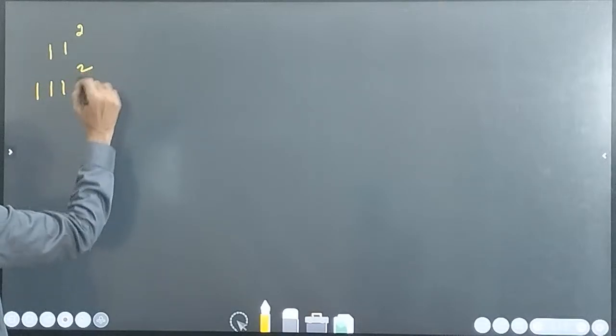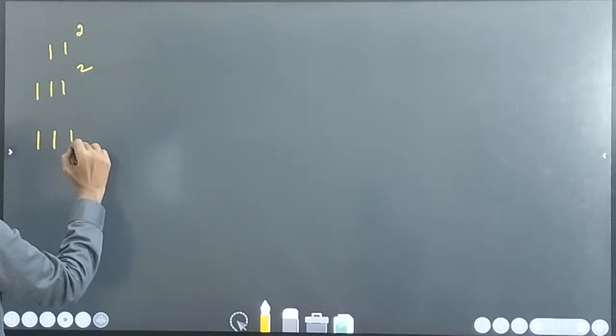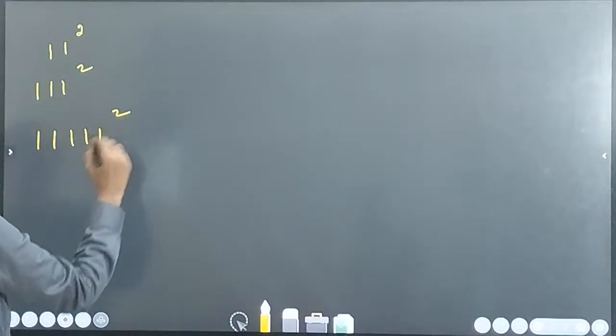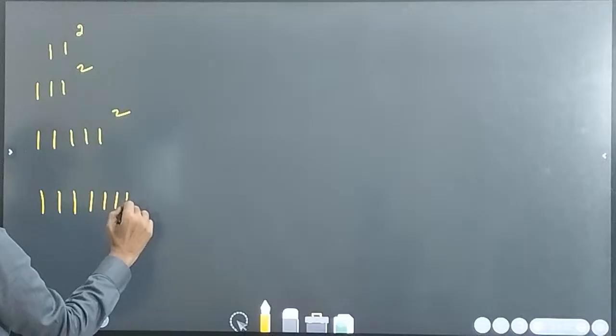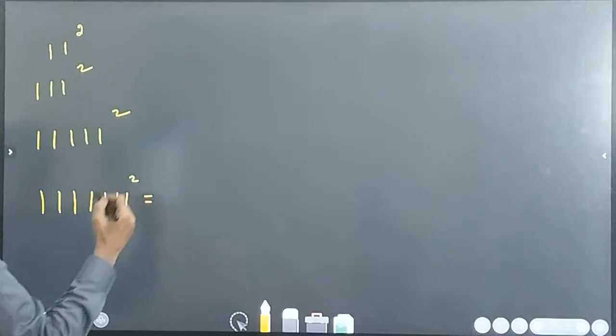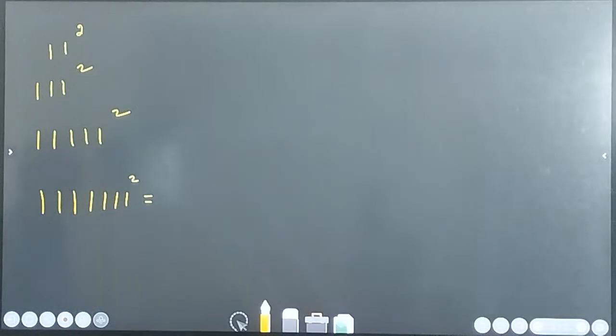111 square, 11 square, easily. Whenever the numbers are connected like this, 1, 1, 1, etc. First case, how many ones are there? 2 ones are there. You start with 1, go up to 1, come back to 1. What is the answer? 1, 2, 1.